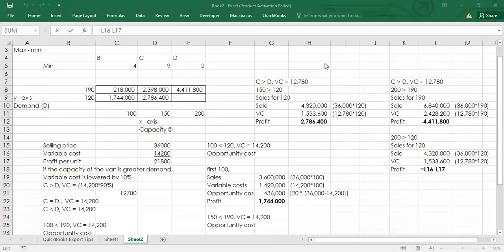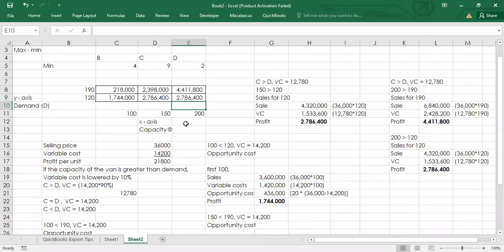Where is the 12,780 coming from? It's coming from this note here, that if the capacity of the van is greater than demand, the variable cost is lowered by 10%. So our variable cost is 14,200. When reduced by 10%, you end up with 12,780. So that's how we get the figure. Okay, so guys, that's how we're supposed to do this number.